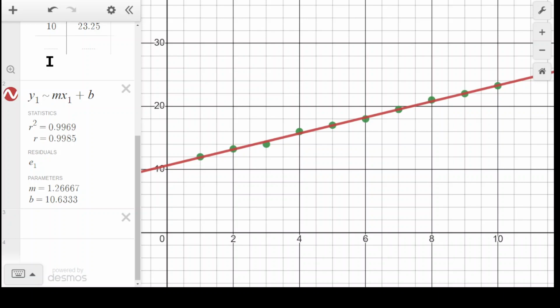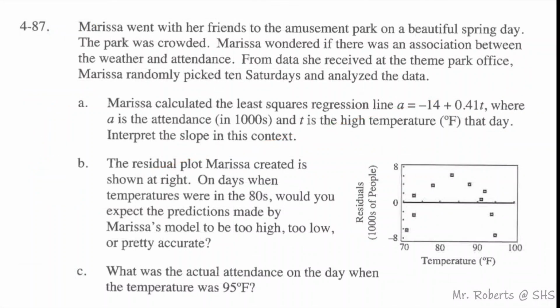All right, let's move on to question number 87. Here you are, 87. It says, Marissa went with her friends to an amusement park on a beautiful spring day. The park was crowded. Marissa wondered, oh, Marissa, just enjoy your time at the park, right? Okay, she's doing it. Marissa wondered if there was an association between the weather and attendance. From data, what did she do? She's like, forget it, I'm not getting in line to go on a ride. I want to go to the office and talk to management.